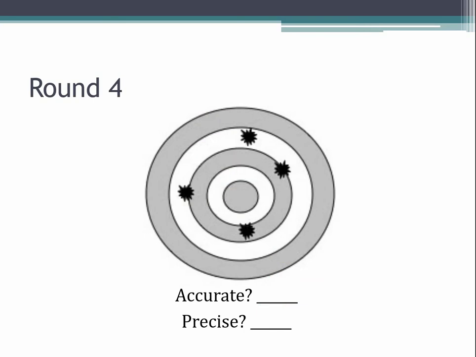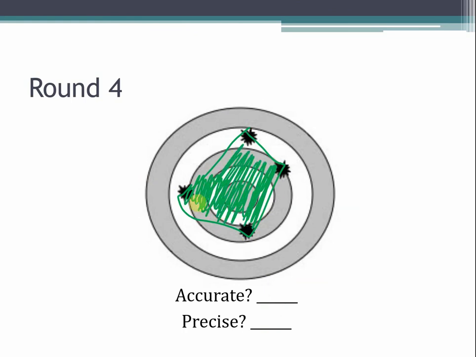And our last round here, we have, once again, our 4 trials, and if we fill in, again, we can see that they're filling in a pretty large portion of our target here, but this time, if we fill in the space between them, we are actually covering up the bullseye.